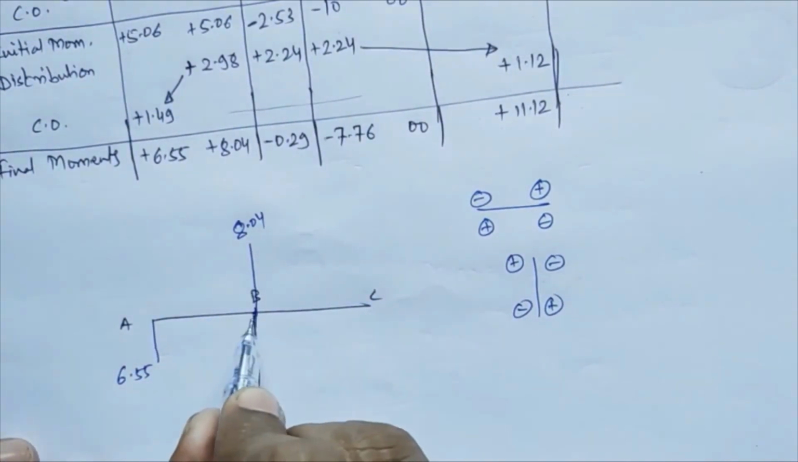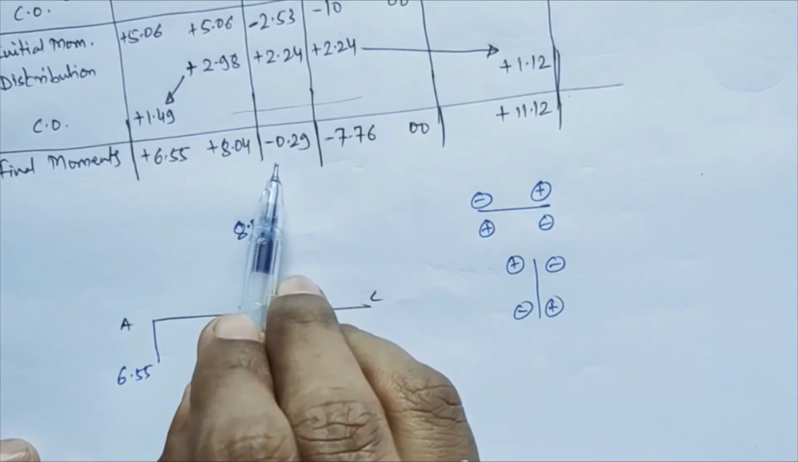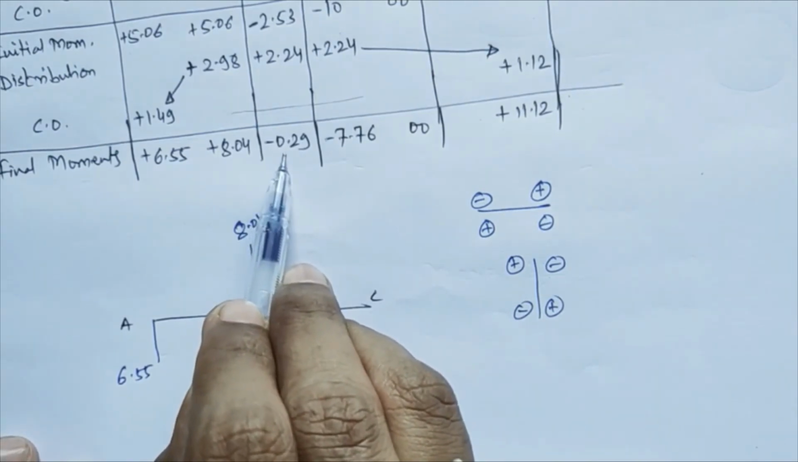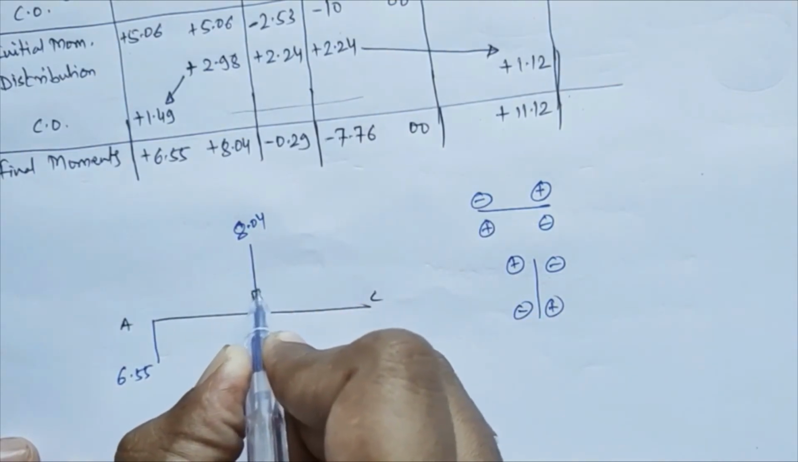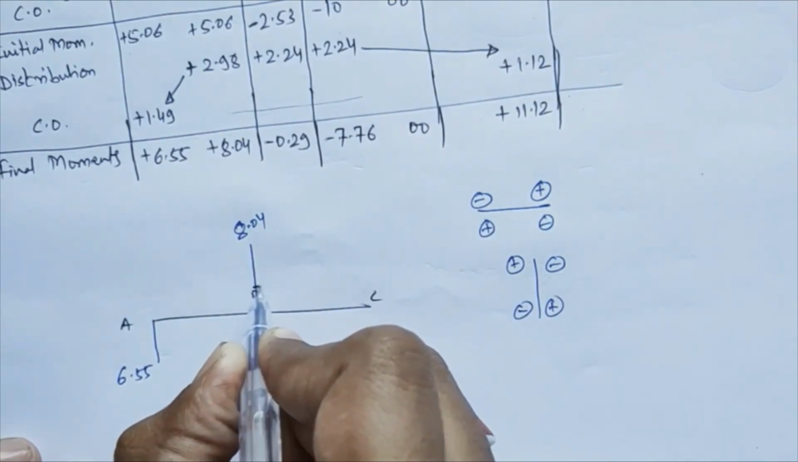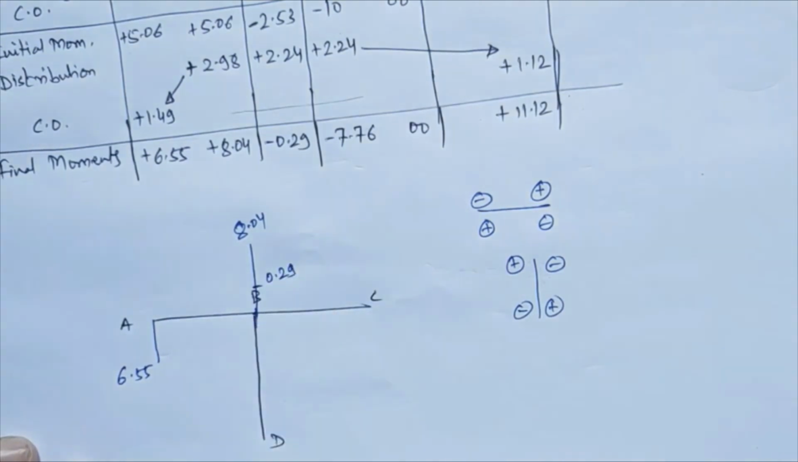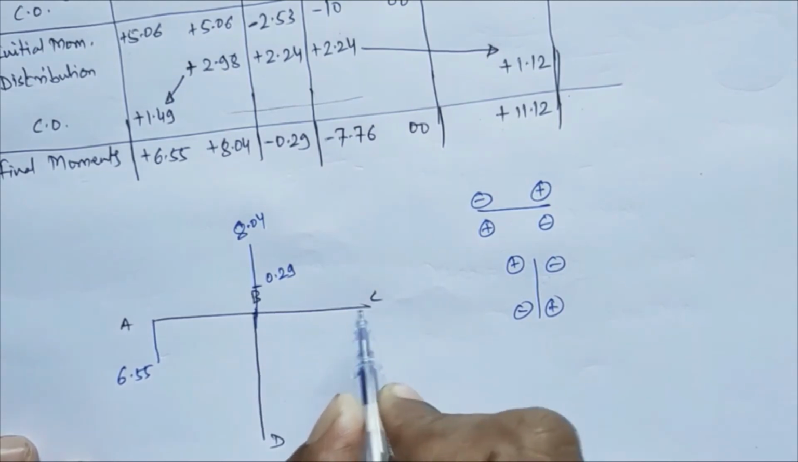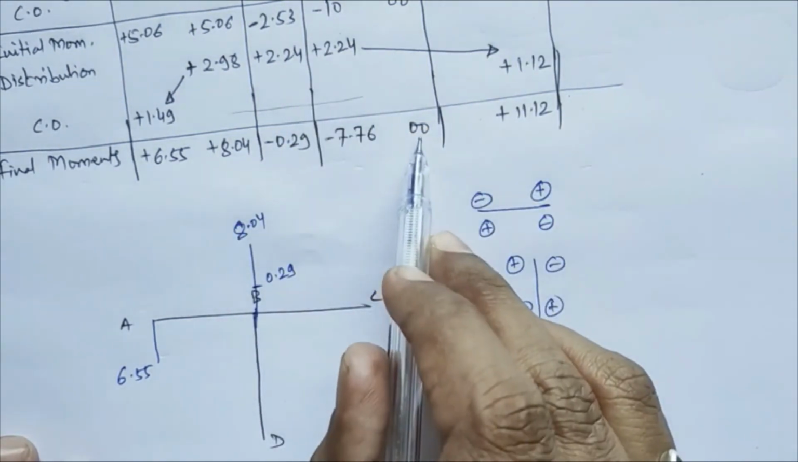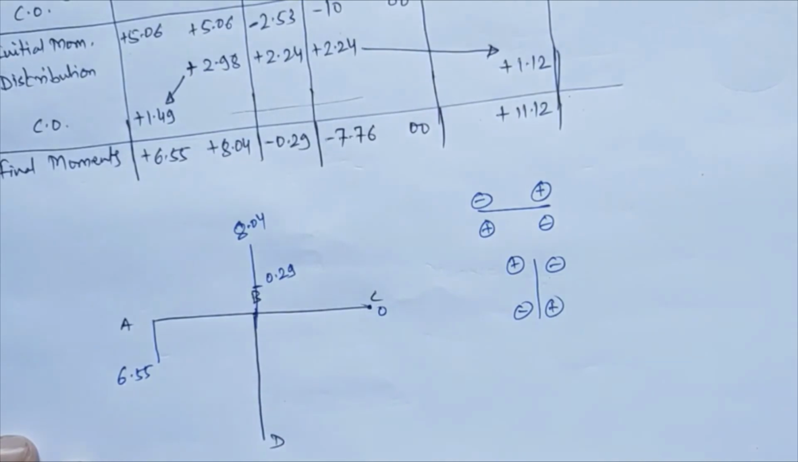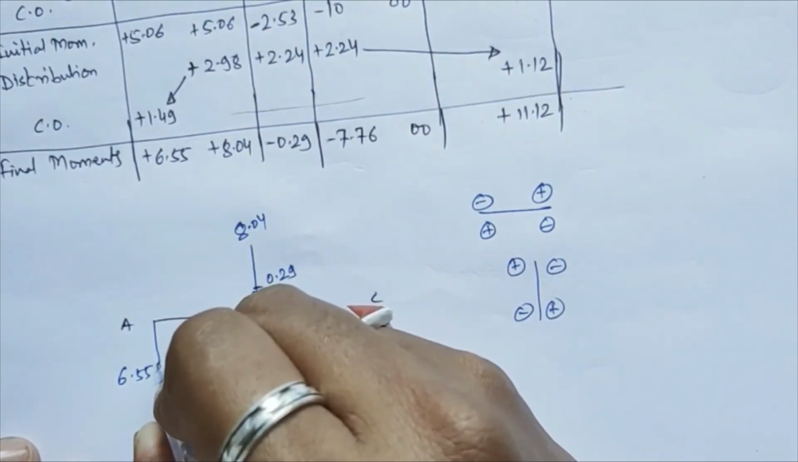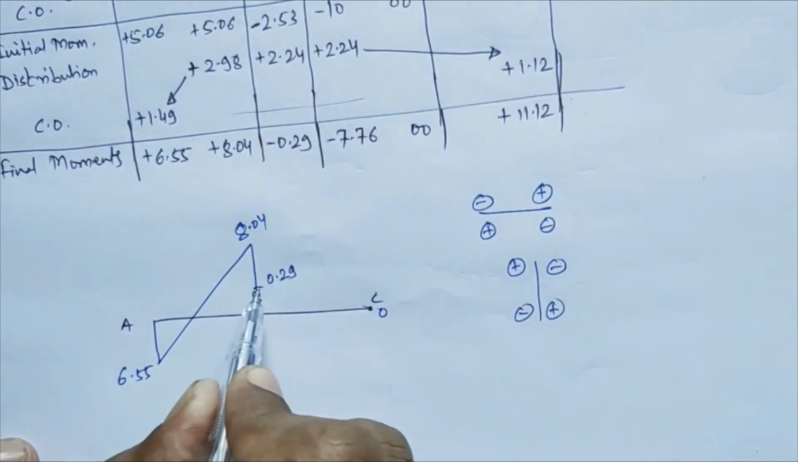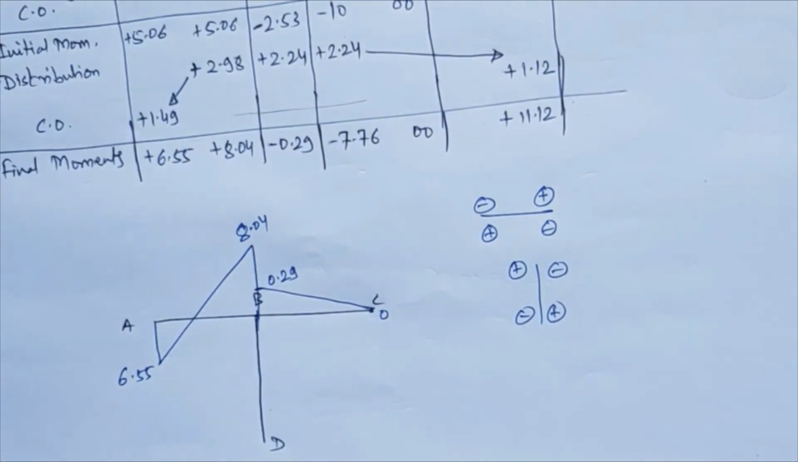Now for member BC, MBC is minus 0.29, negative, so it will be plotted on the upward side. The value is very small, almost 0, but for understanding I am showing plus 0.29, a little bit upward. Next, at joint C, MCB is 0, so this value remains 0. I'll join the two moments of AB by a straight line, and the two moments of BC by a straight line again.